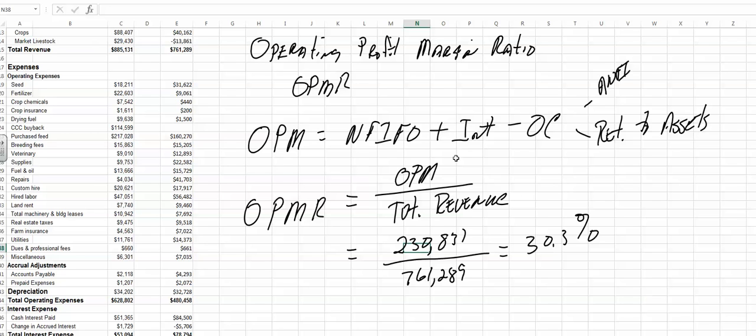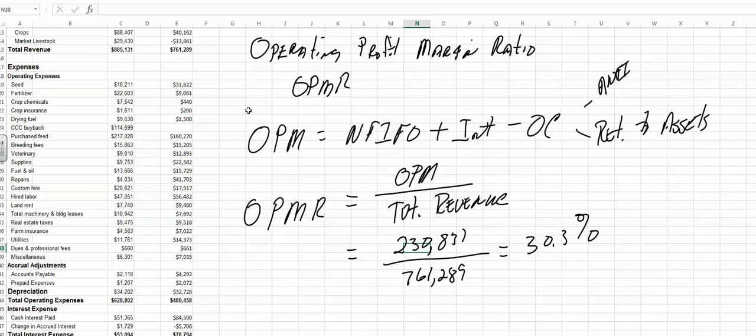This operating profit margin ratio is the last in the profitability measures. The four profitability measures that we've covered in here are return on assets, return on equity, cost of debt, and operating profit margin. Don't get confused about this concept of calculating one number three times. One time we call it adjusted net farm income, one time we call it return to assets, and one time we call it operating profit margin.